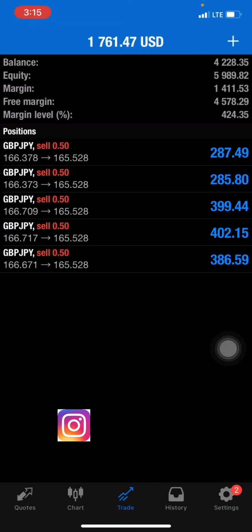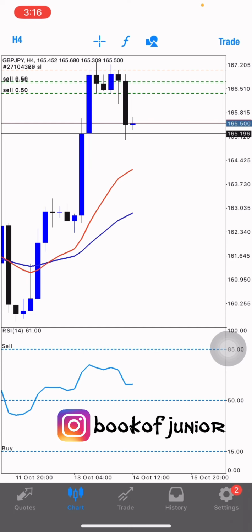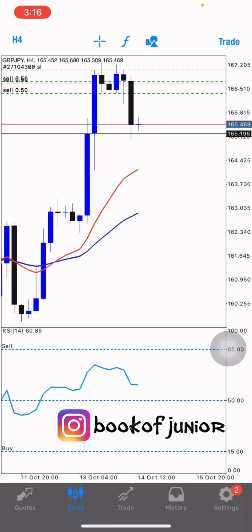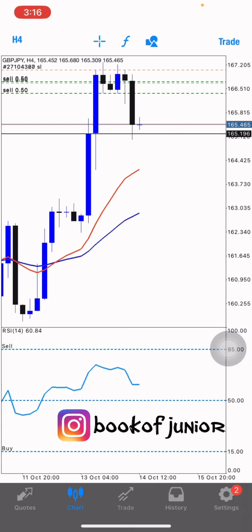So guys, GJ is one of the best pairs to trade, but for you to understand how to trade GJ, you should first of all understand market manipulation. There's so much manipulation when it comes to trading this currency pair.